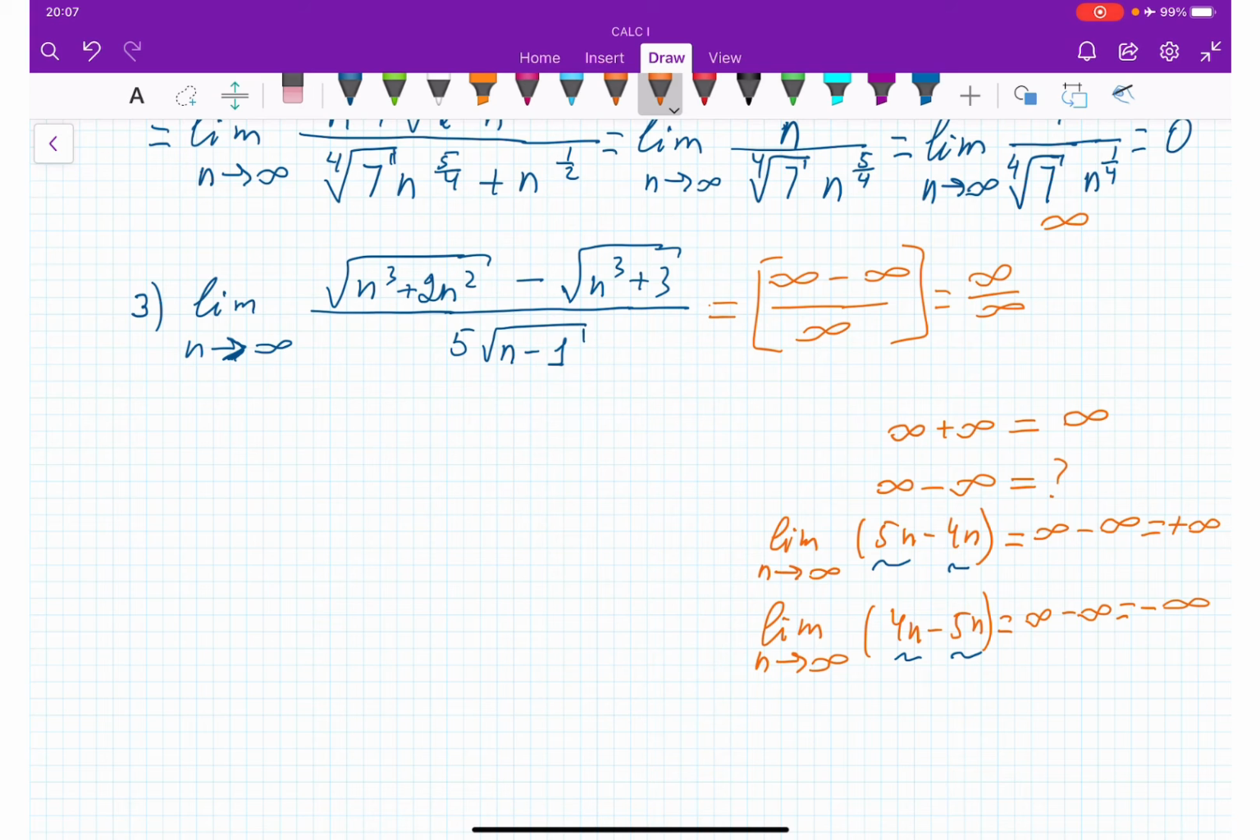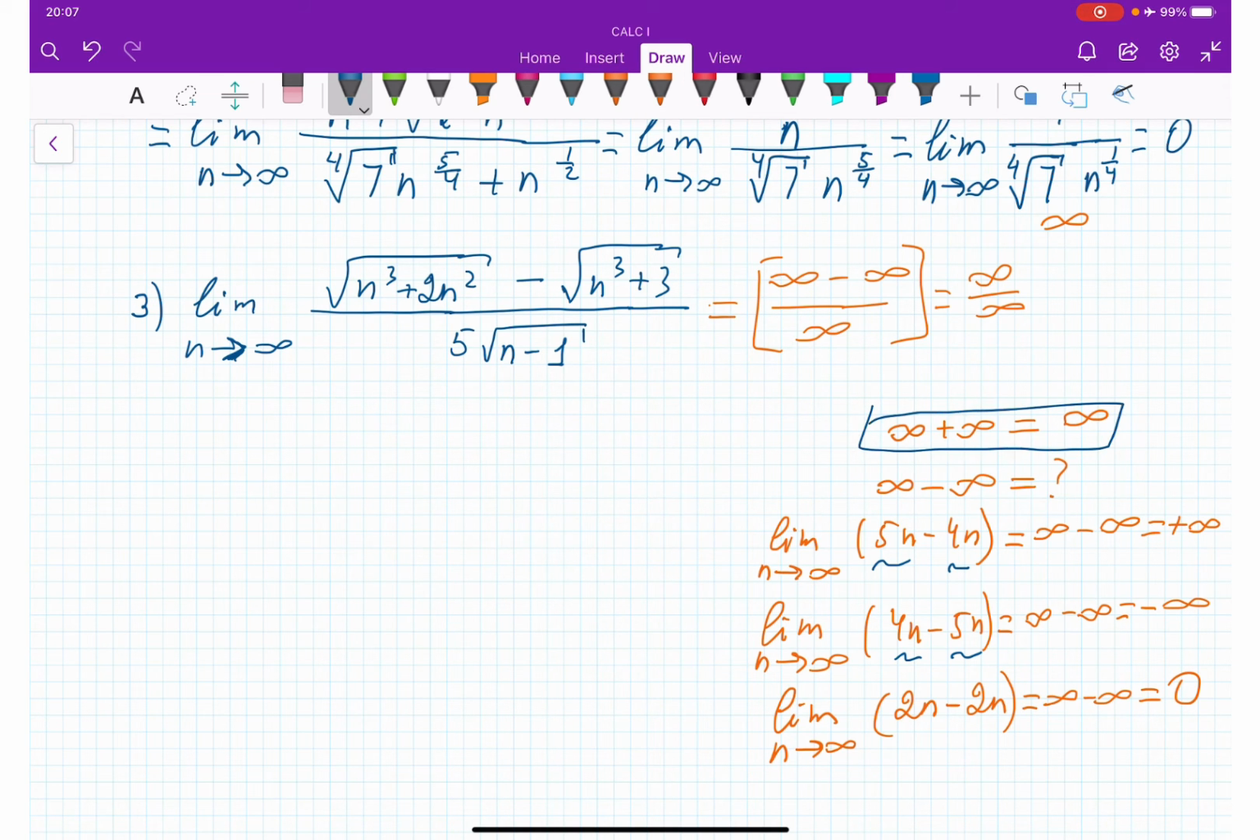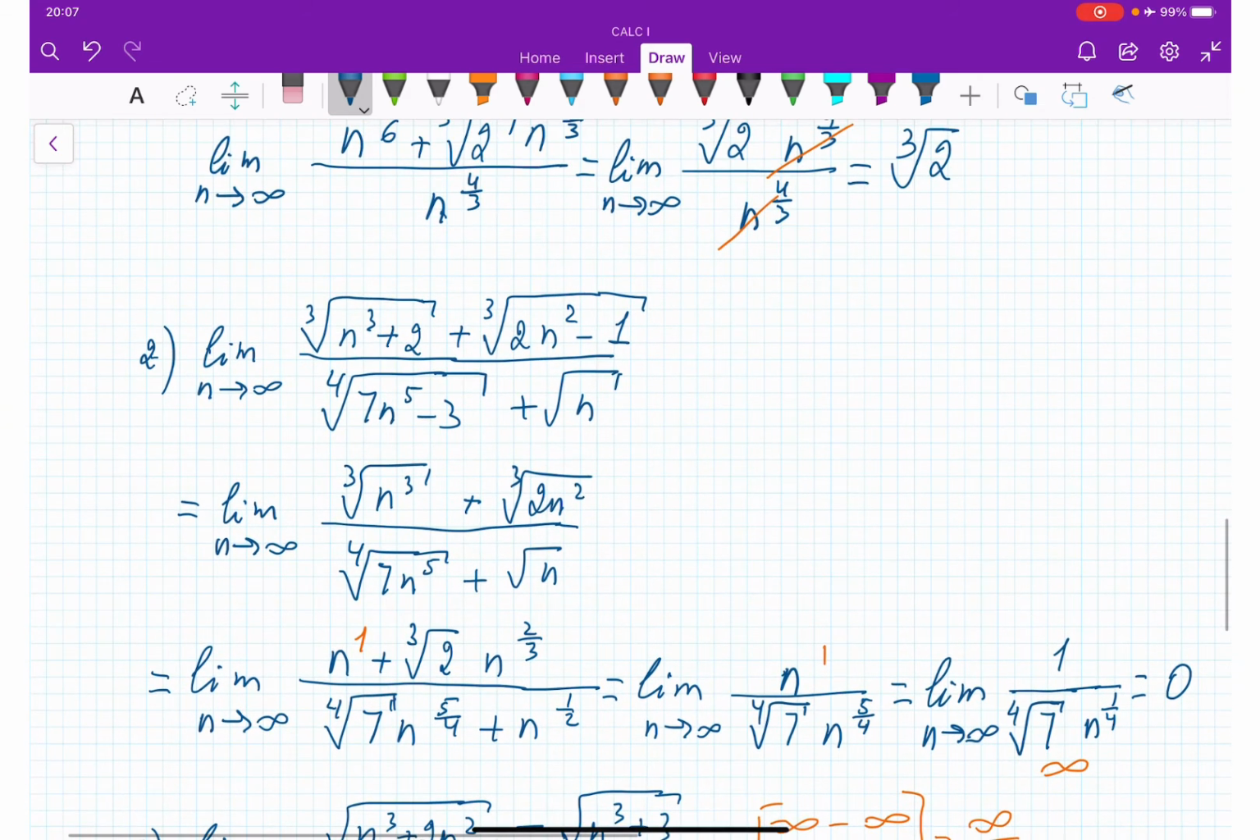And if we have the limit as n approaches infinity of, let's say, 2n minus 2n, it's going to be 0. Infinity minus infinity is going to be equal to 0. This is why, when we had addition, infinity plus infinity, in the previous question, it's right here.